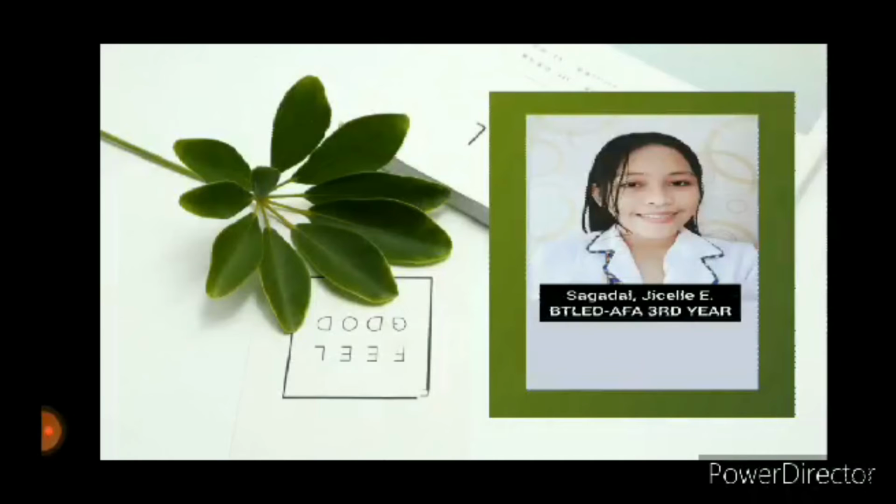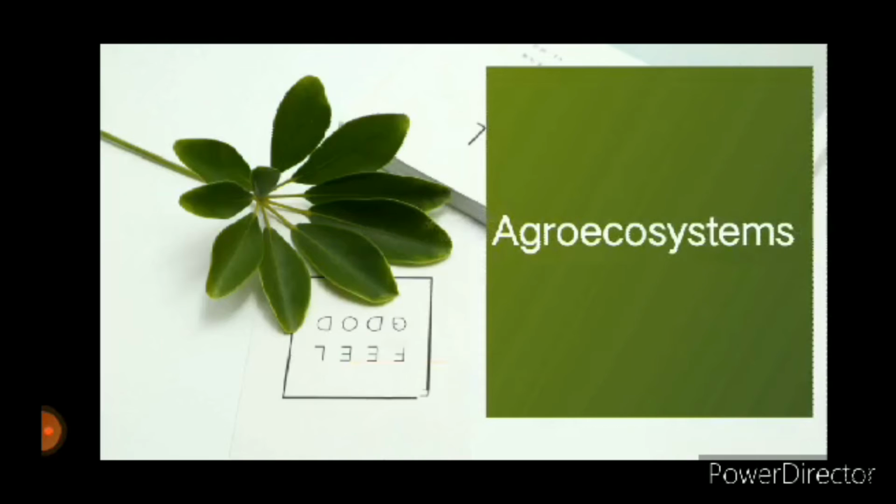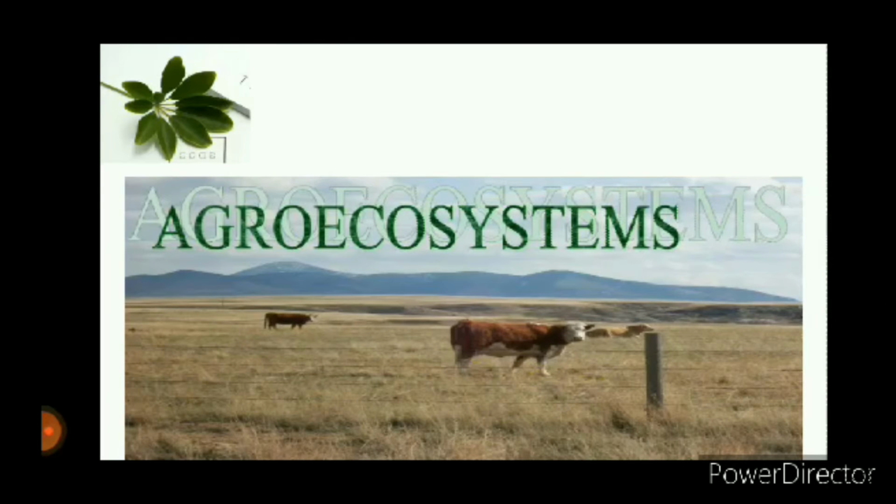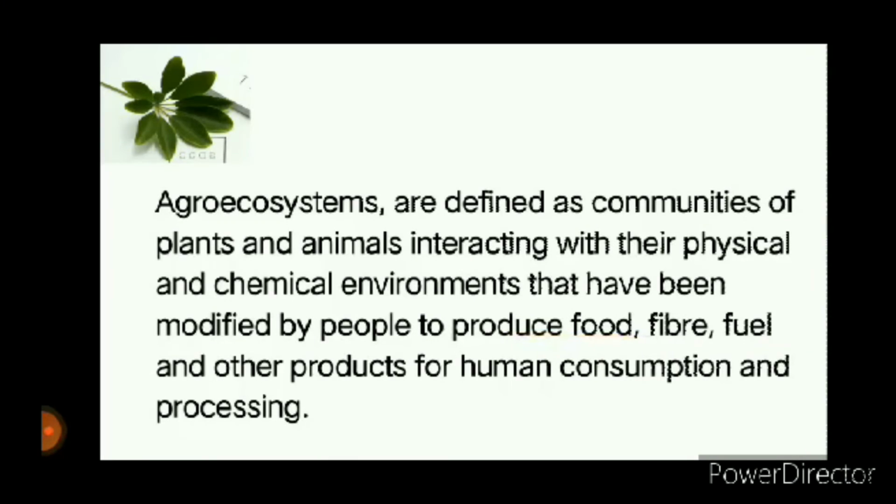So today I'm going to discuss Module 9, Agroecosystems. So what exactly is agroecosystems? Agroecosystems are defined as communities of plants and animals interacting with their physical and chemical environments that have been modified by people to produce food, fiber, fuel, and other products for human consumption and processing.